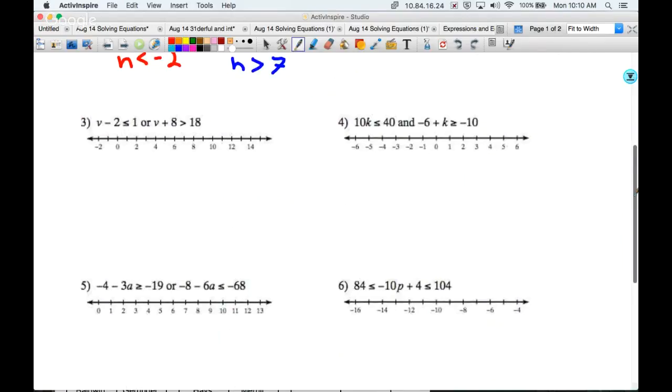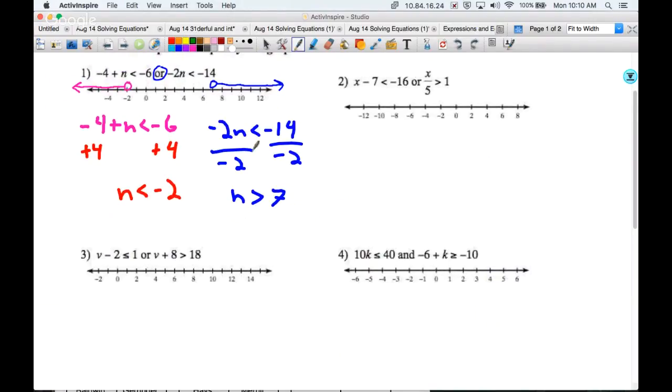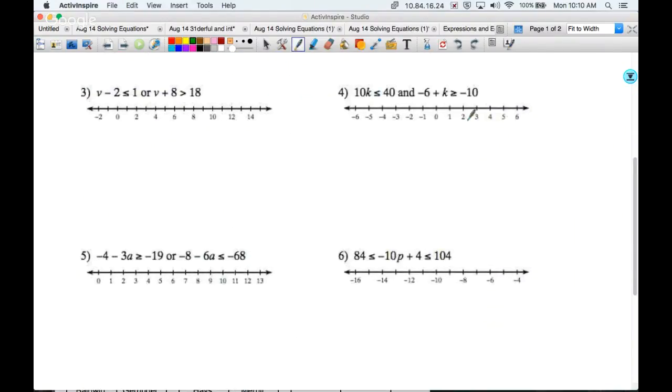Let's do an and problem. I didn't point it out here, but when I divided by a negative, I did flip the direction of that inequality. Let's do number 4 since it's an and problem. Copy down the first half. Solve it by dividing both sides by 10. 10 is a positive number, so I don't need to flip my inequality. K is less than or equal to 4. Copy down the second half, -6 plus k greater than or equal to -10. Add 6 to both sides, k greater than or equal to -4.